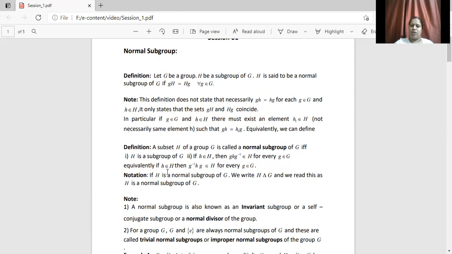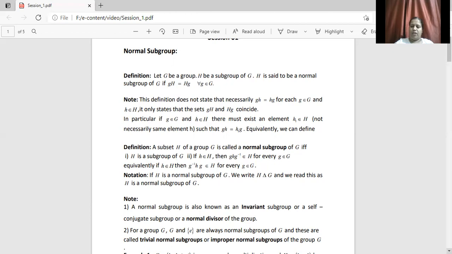Equivalently, if small h belongs to H, then g inverse hg belongs to H for every g belongs to G. That means we can have ghg inverse belongs to H or g inverse hg belongs to H. Then we say H is a normal subgroup of G. Then we can denote this normal subgroup of G as H triangle G, or we can read this as H is a normal subgroup of G.